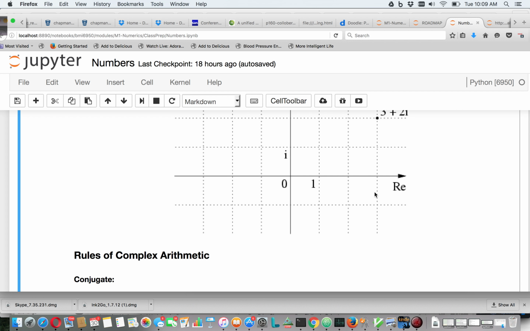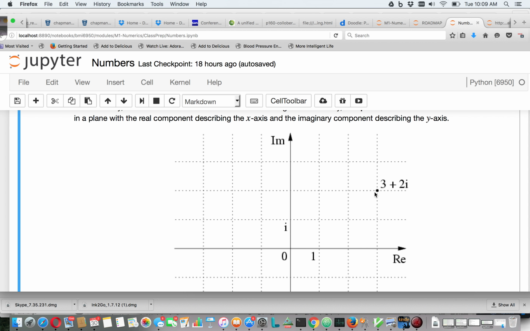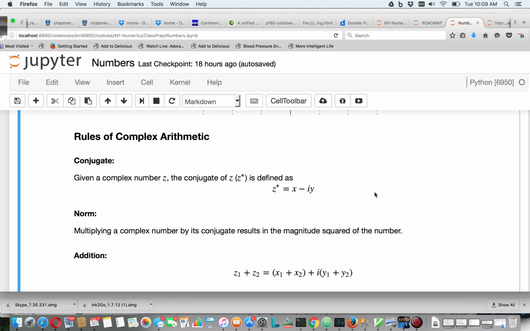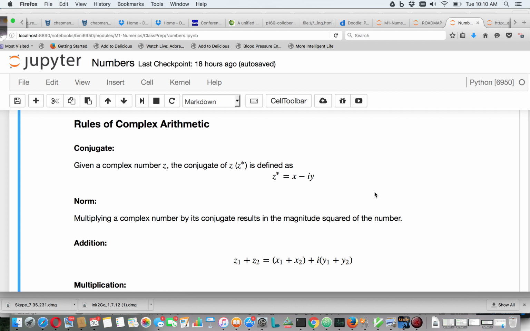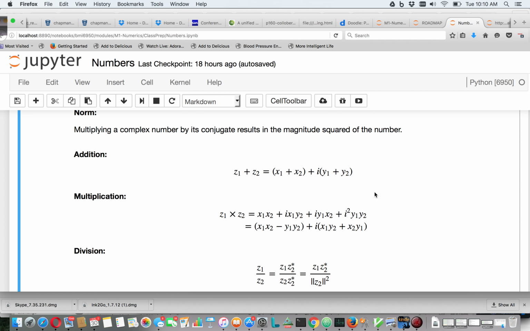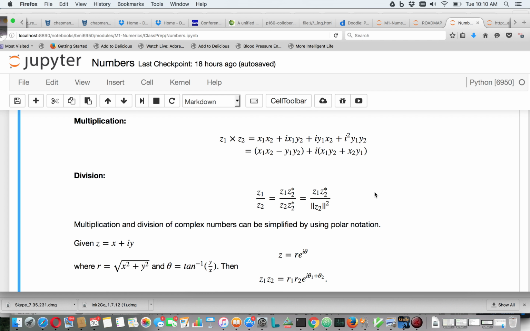If you're involved with imaging like I am, if you take a CT or an MR image, these images are all generated using complex numbers. And there's rules of arithmetic that are defined for complex numbers. So how do we add them? How do we multiply them? How do we divide them?